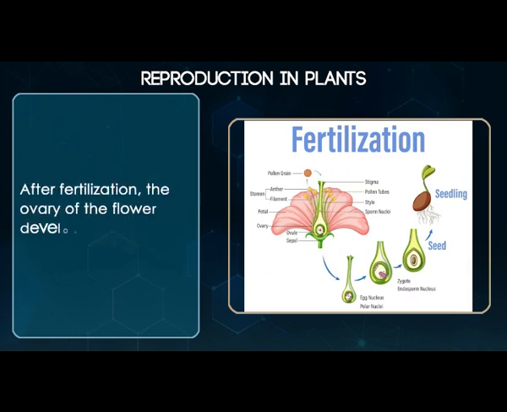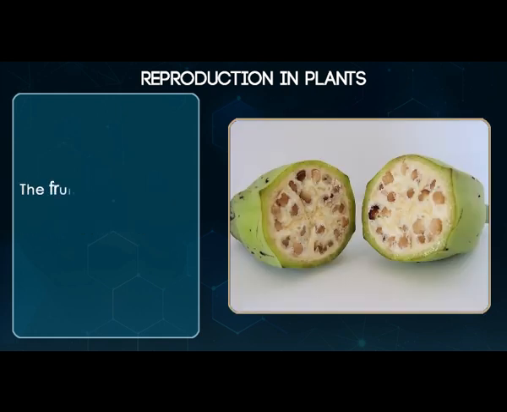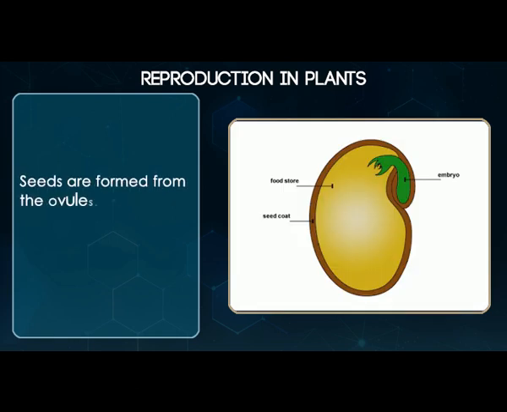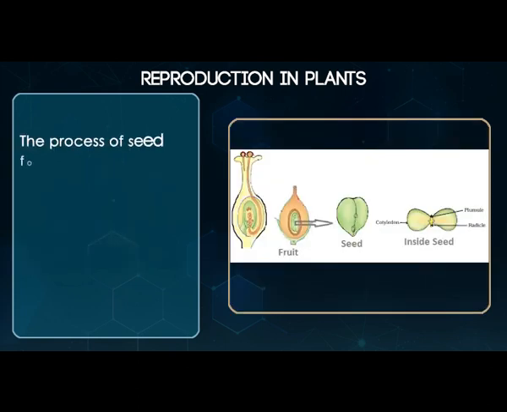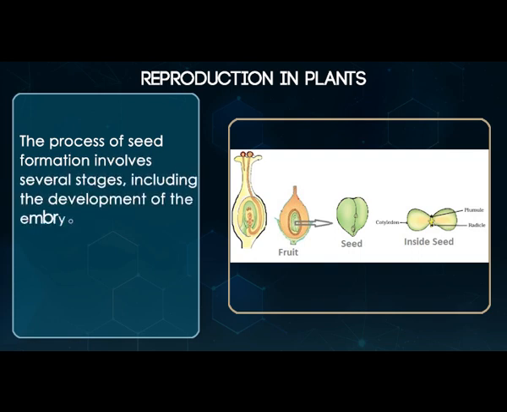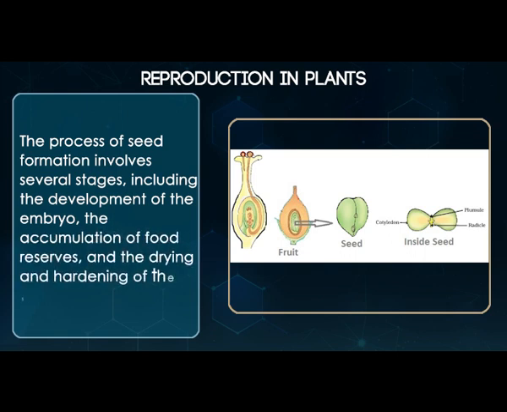After fertilization, the ovary of the flower develops into a fruit. The fruit protects the seeds inside. Seeds are formed from the ovules and contain the embryonic plant, stored food, and a protective seed coat. The process of seed formation involves several stages, including the development of the embryo, the accumulation of food reserves, and the drying and hardening of the seed coat.